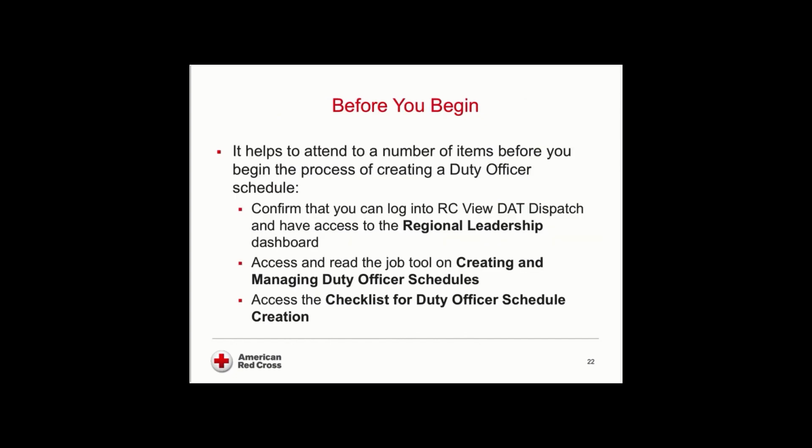So before you get started in the system, it helps to attend to a few things. First of all, you need to make sure that you can log in. So if you haven't already tried that, you should try to log into RCView DAT Dispatch and make sure that you have access to the Regional Leadership Dashboard. If you don't, your implementation lead can make that request for you, and it'll be taken care of for you.